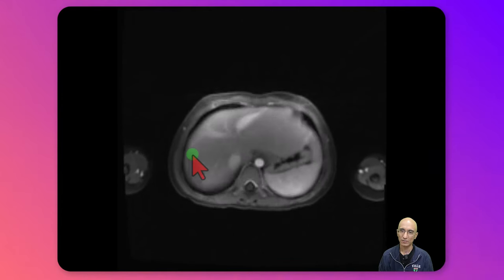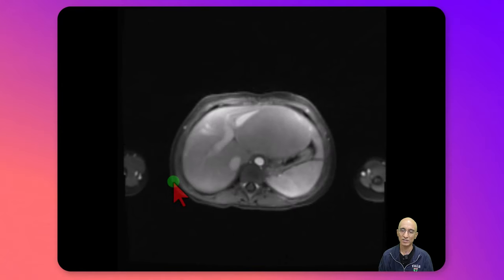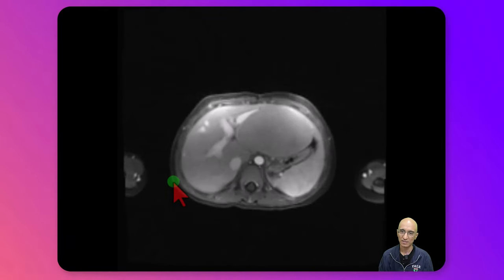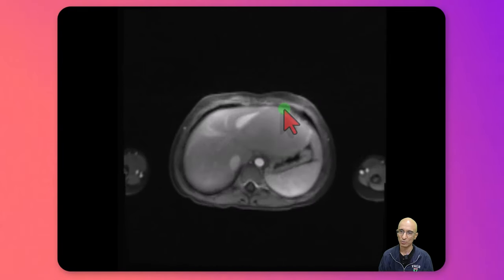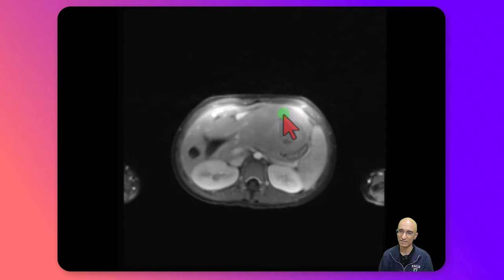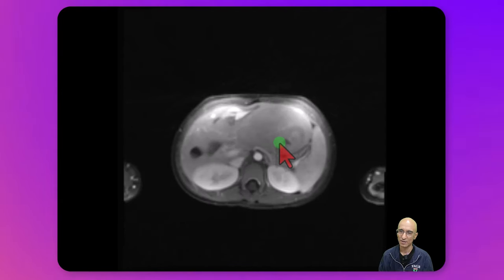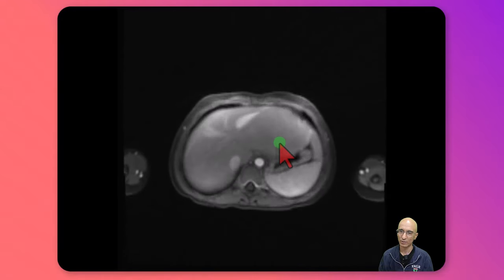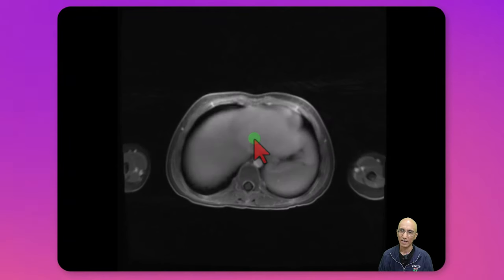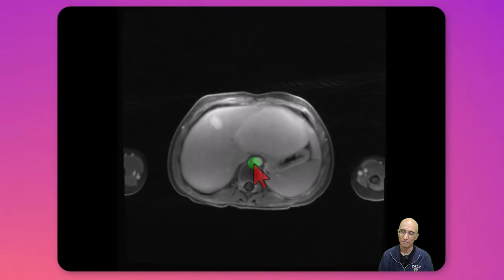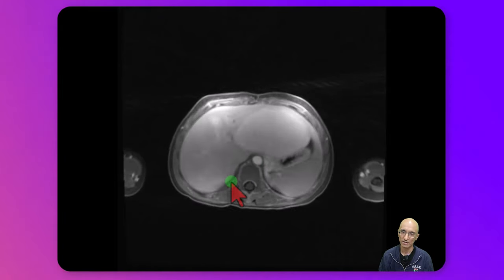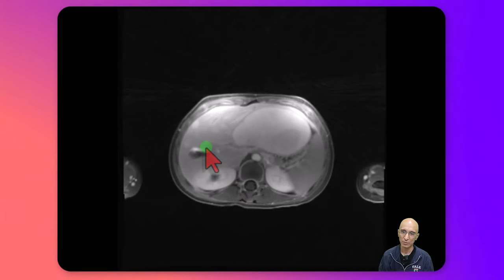The first set of data is after administration of extracellular contrast agent. And you can clearly see this large mass replacing the left lobe of the liver. And within that, there is a second heterogeneous mass with possible regions of necrosis. On the delayed hepatobiliary contrast agent images, you can see multiple lesions which retain hepatobiliary contrast agent in the right lobe of the liver, which potentially suggests these could be FNH.